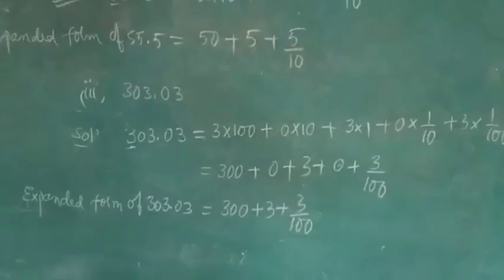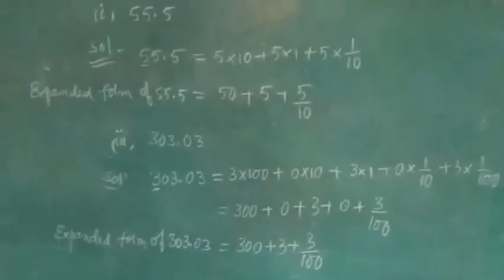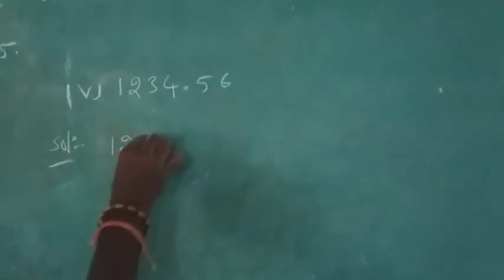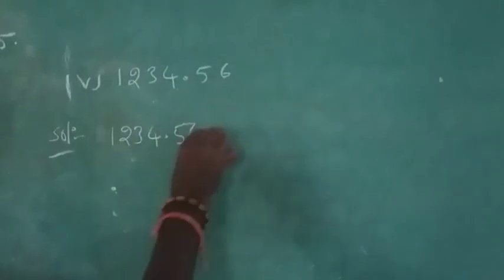So the next one I would like to explain you, fifth problem. 1234.56. So have you read expanded form for this one? 1, 2, 3, 4.56, right?